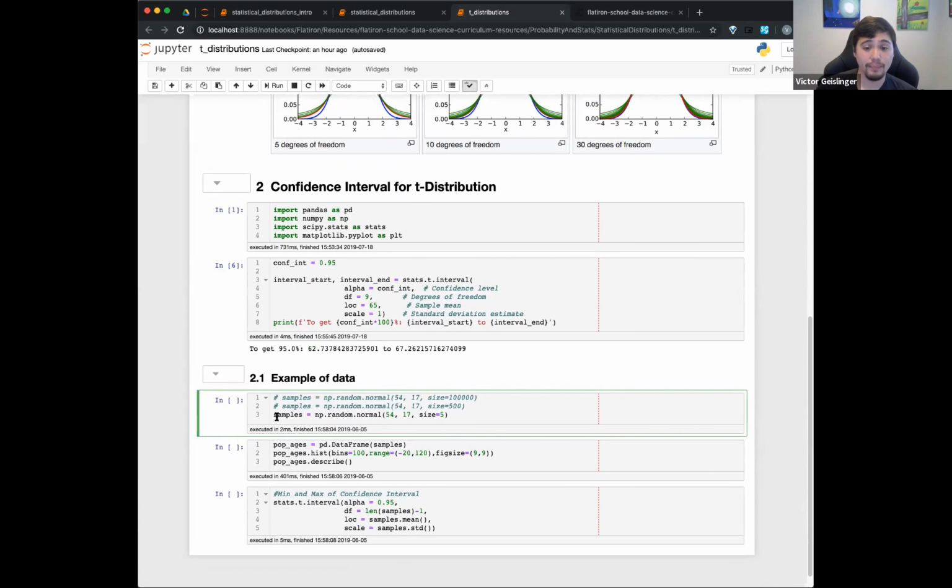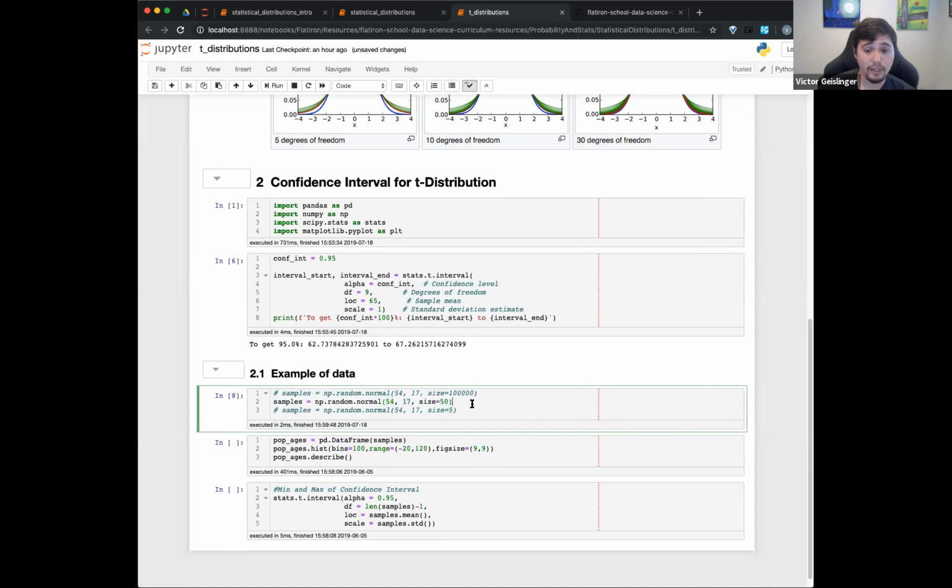So to show you a little bit of what this looks like, we have some sample. I'm just making some random data. In this case, let's start with 50, so I have 50 people. I'm saying an average of 54, standard deviation of 17. These are just some random numbers I picked out. So let's see if I can actually quickly do it.